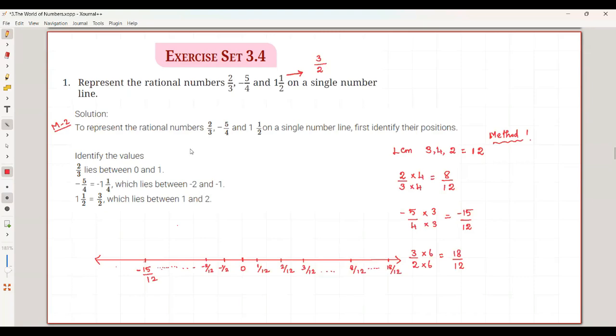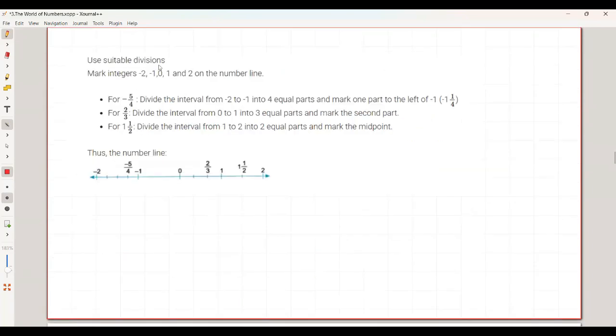Then, we have discussed how to represent on the number line. 2 by 3 lies in between 0 and 1, so in between 0 and 1 you have to make 3 equal parts. Then we can mark 2 by 3. And minus 5 by 4 lies in between minus 2 and minus 1, so use a suitable division. All the numbers lie in between minus 2 and 2, so make the number line from minus 2 to 2. This is our number line.